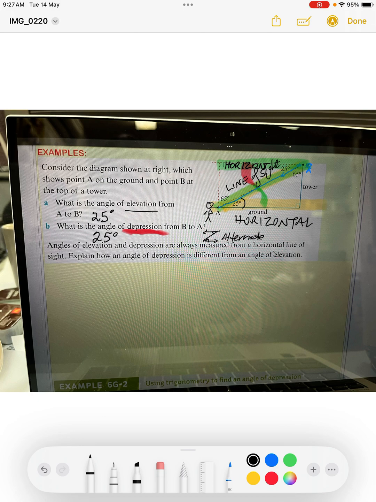It says, explain how an angle of depression is different from an angle of elevation. Well, with an angle of depression you are looking down, and with an angle of elevation you are looking up, but both are measured from the horizontal.